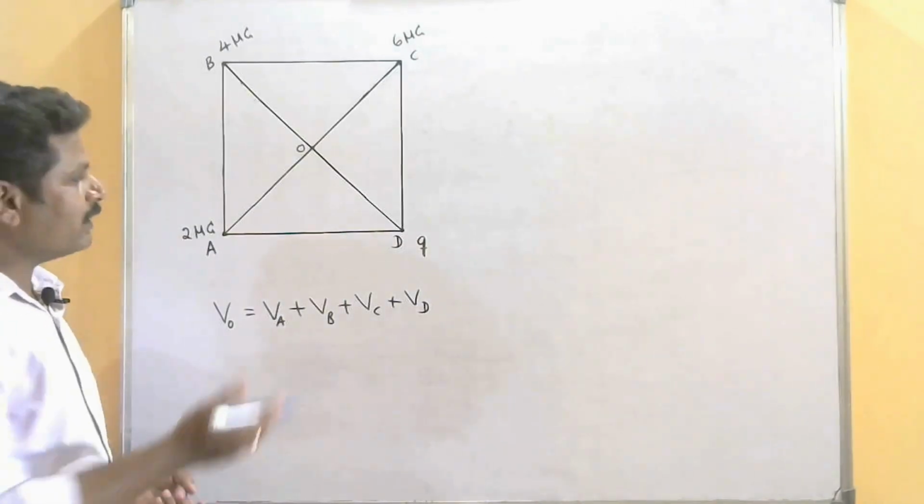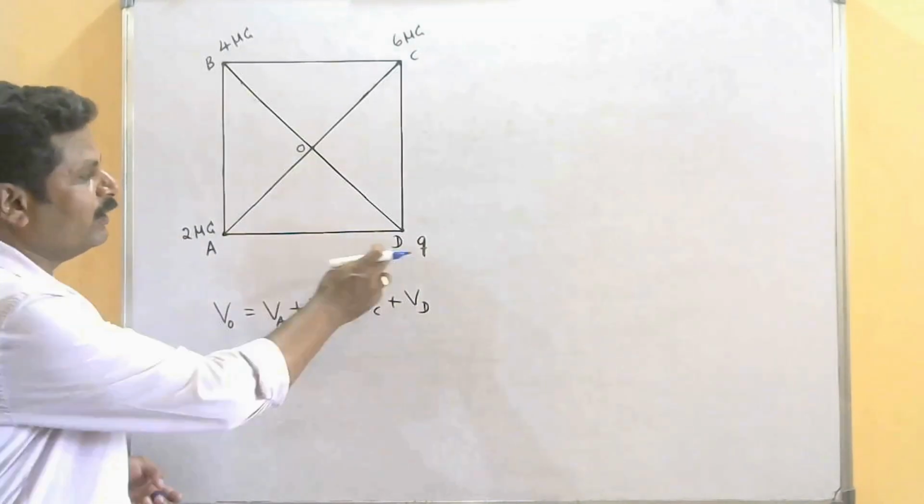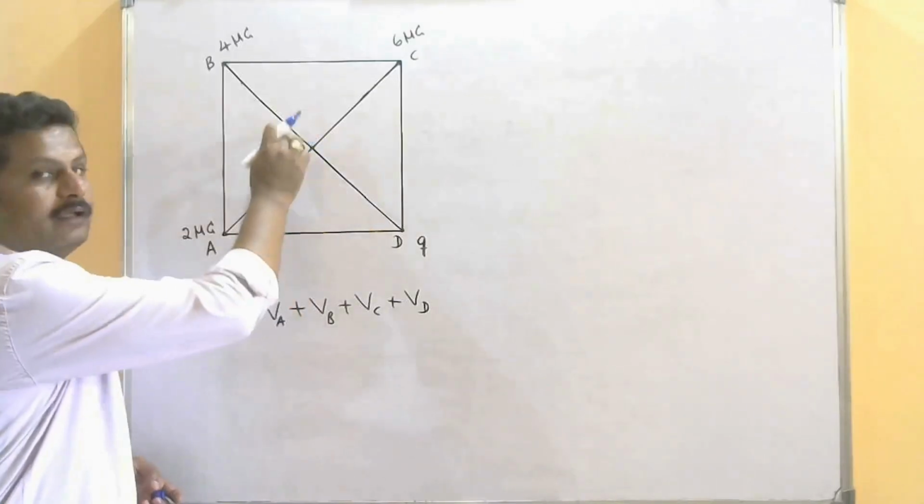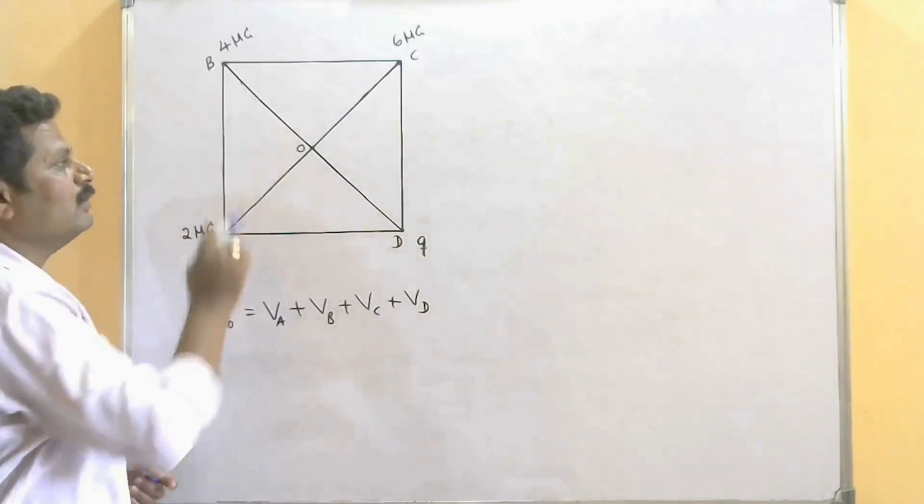Now, as per the condition given in the problem, we need to find out the charge which is to be placed at D, so that the net potential should be 0 at the center of the square.